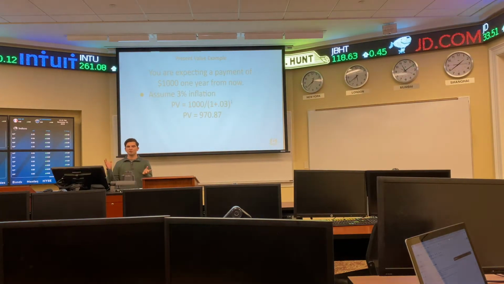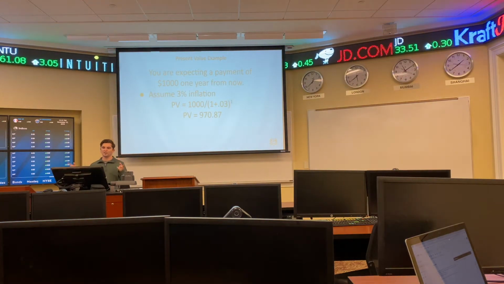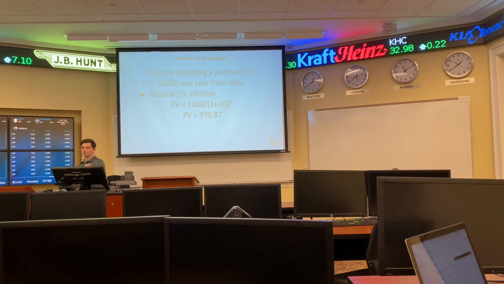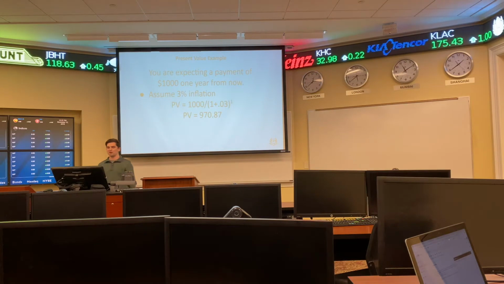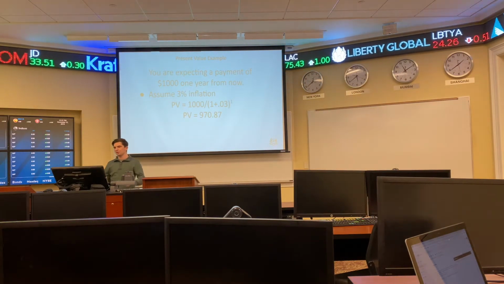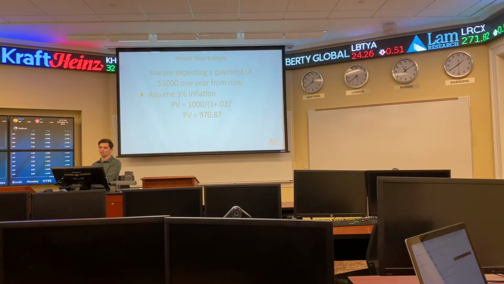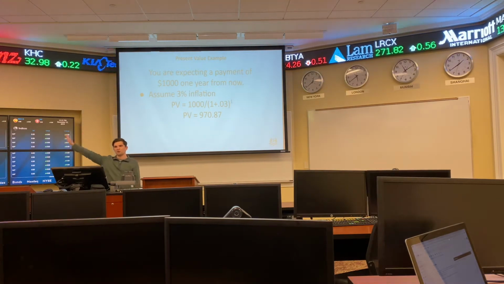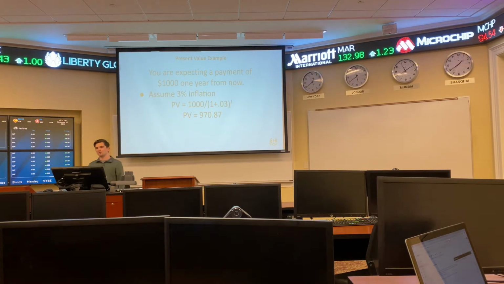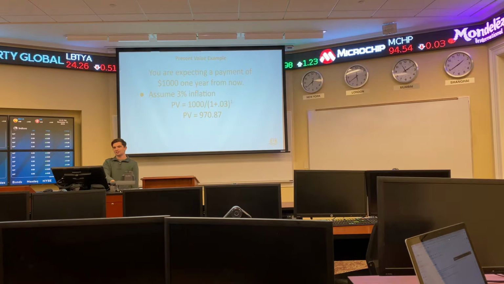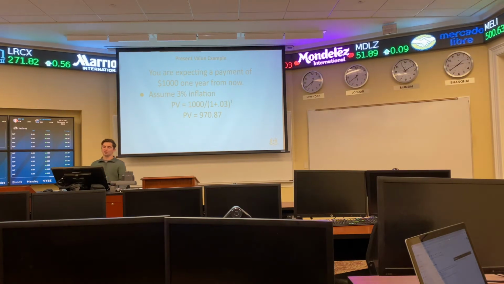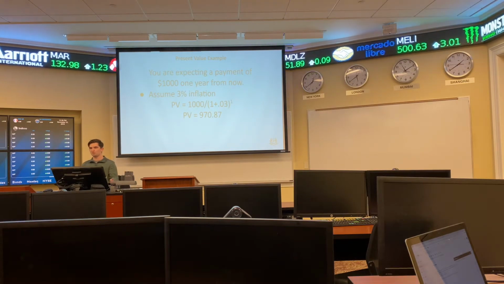A quick example: you're expecting a payment of $1,000 a year from now, and there's about 3% inflation. So you plug that into the present value equation. The cash flow tomorrow at the top, 1,000, and then 1 plus the interest rate of 3%, and because it's 1 year from now, you raise it to the first power. And that $1,000 that you're going to get tomorrow is actually only worth about $970 in today's money, according to inflation.